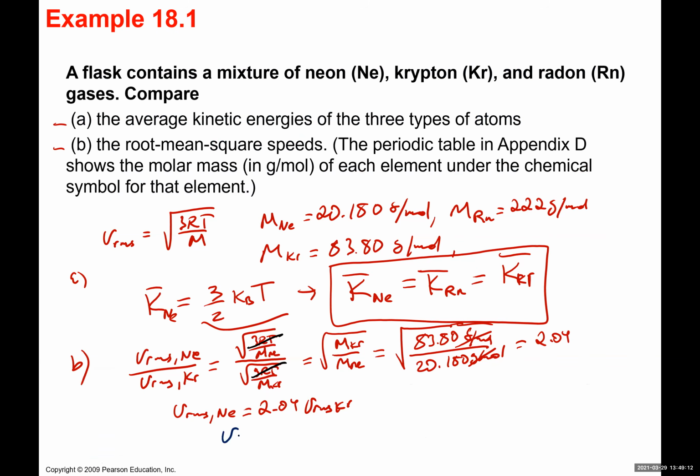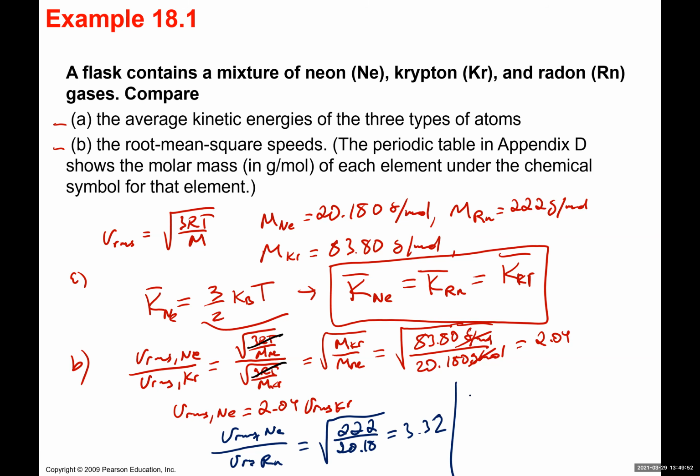So I can say that VRMS of neon over VRMS of radon will be the square root of, again, the ratio of their molar mass, right? So it will be 222 divided by 20.18, and this will give me 3.32. That means neon is going to be 3.32 times faster than the radon. That means radon will be about 3.32 times slower, a little over 1/3 of the 600, so maybe around 200, maybe 180 meter per second.